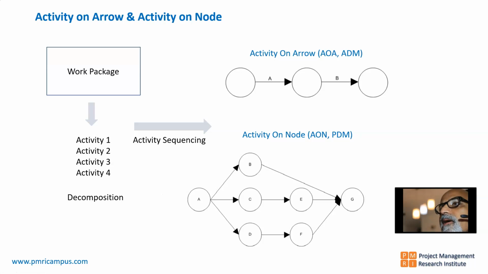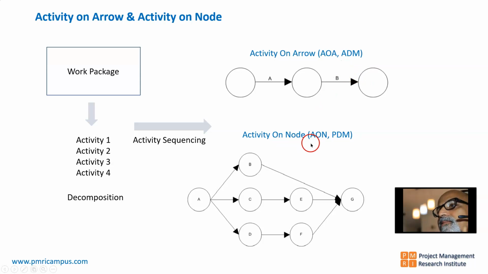Now there are 2 types of activity sequence diagrams. So we have the work packages. We decompose the work packages into activities, then we sequence them. There are 2 types of sequencing. One is activity on arrow diagram or arrow diagramming method. So here the activities are on the arrows and connected at the nodes. We call it activity on arrow or arrow diagramming method, AOA or ADM.